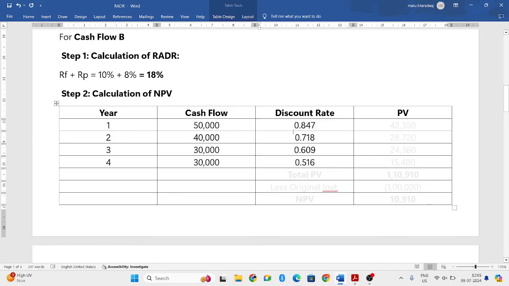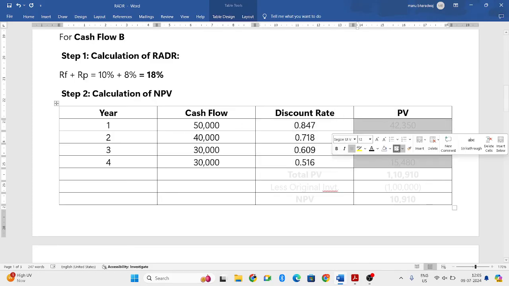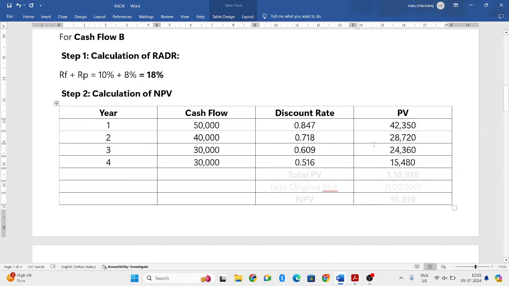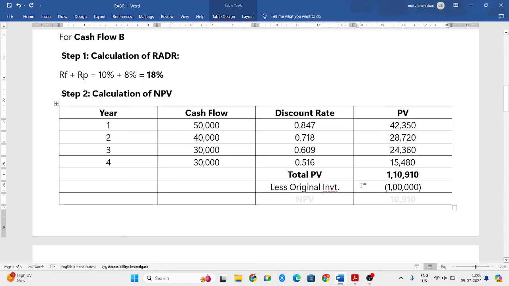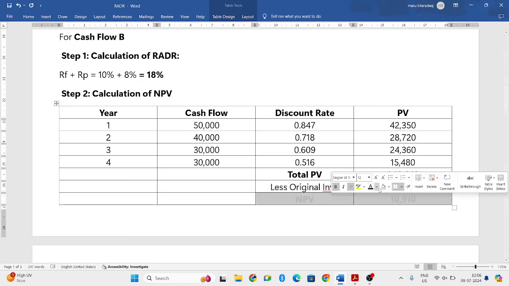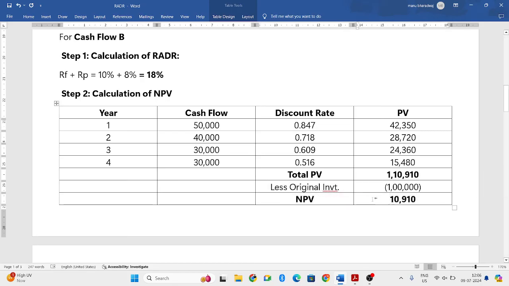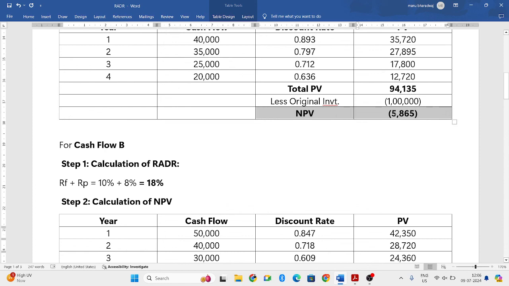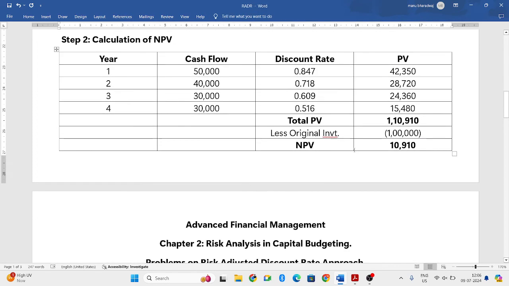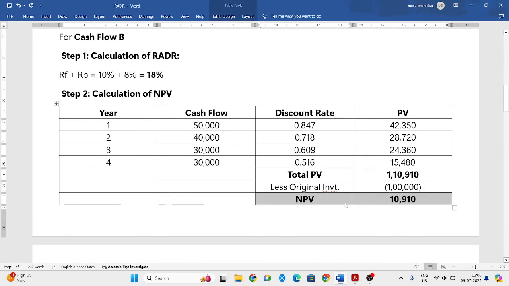When you multiply these two columns, the cash flow column and the discount rate column, you will get the present value as follows. When you add all the present values, you will get the total PV, that is 1,10,910. From that, the original investment is 1 lakh. If you subtract the original investment, you will get the NPV, that is 10,910. Here, cash flow A has a negative NPV and cash flow B has a positive NPV.